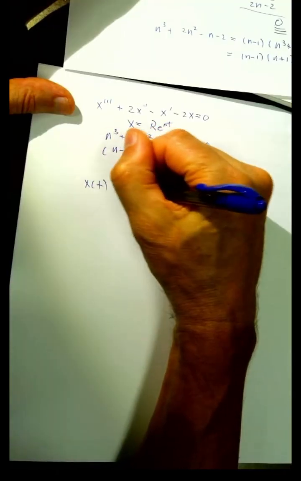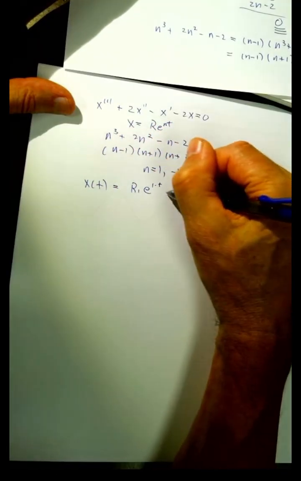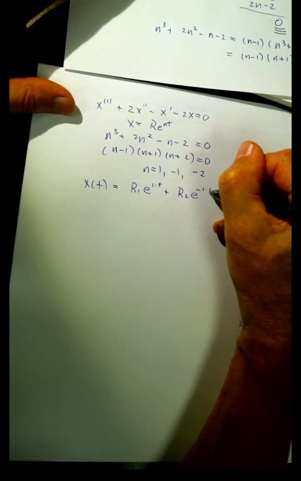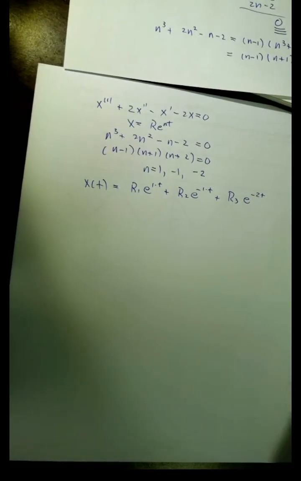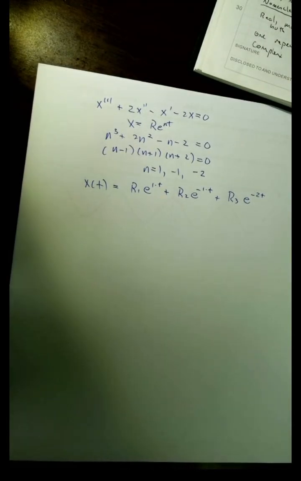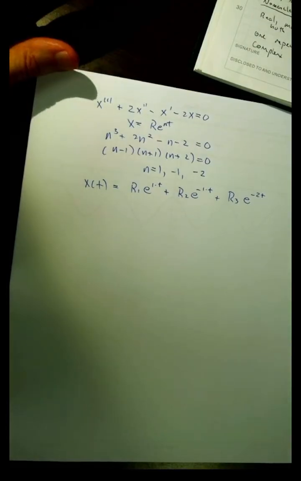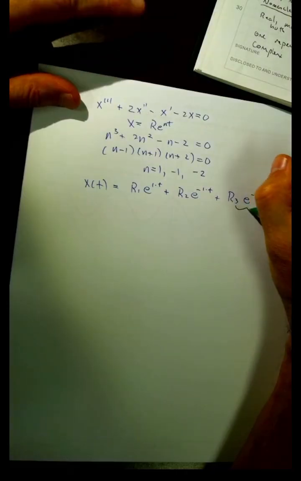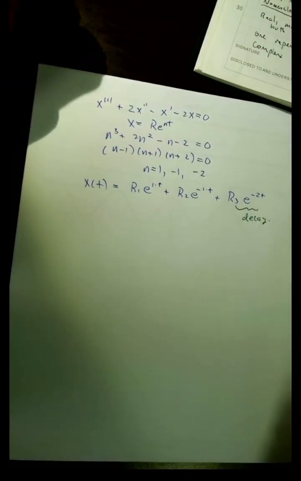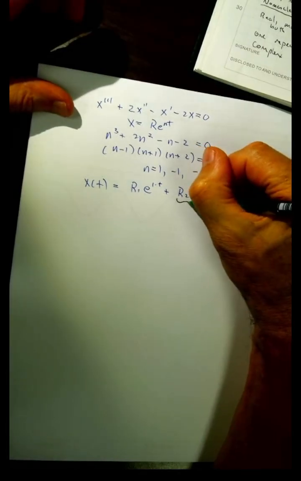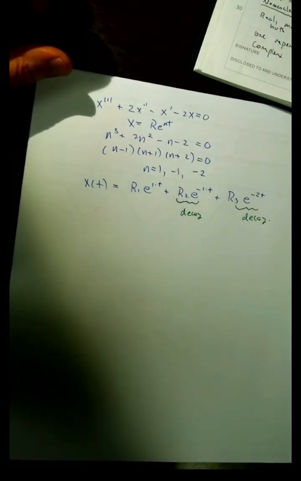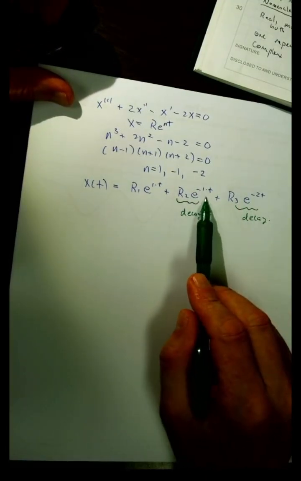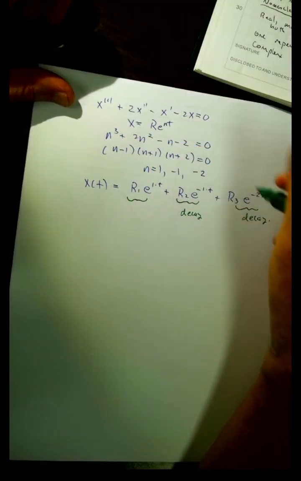So that means my x of t is going to be r1 e to the 1 times t plus r2 e to the minus 1 times t plus r3 e to the minus 2 times t. From this, you should be able to tell me, how does this thing behave? E to the minus 2t decays faster than e to the minus t. So just looking at those two terms, this is the dominant term. But I also have to consider this third term, because I'm adding all of these things together.